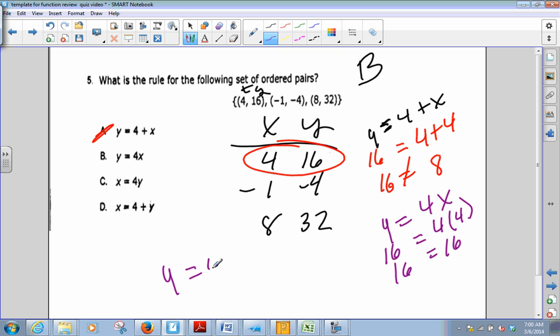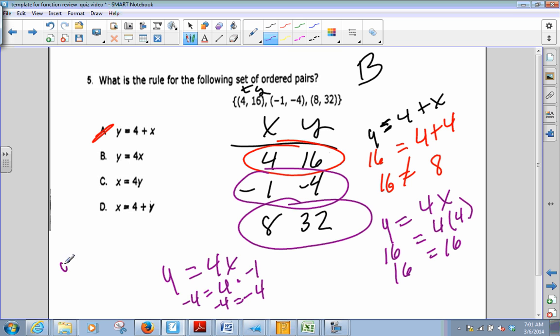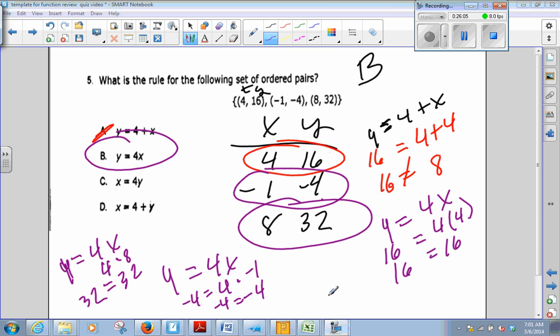So y equals 4x. Well, if x is negative 1, 4 times negative 1 should give me negative 4. 4 times negative 1 is a negative 4, so negative 4 is equal to negative 4. Last but not least, I should be able to take y equals 4x and have it balance out. So 4 times 8 is 32. 32 is equal to 32. So it balanced out, so that's another reason I know that B is the correct answer.